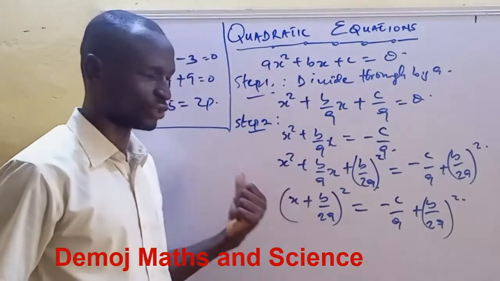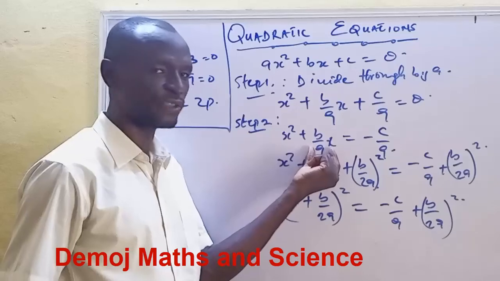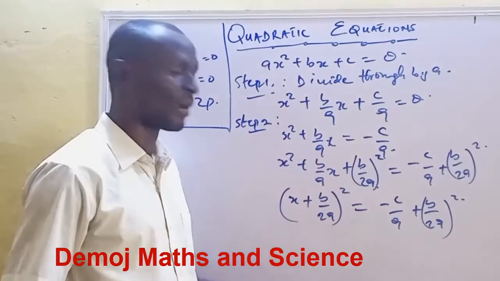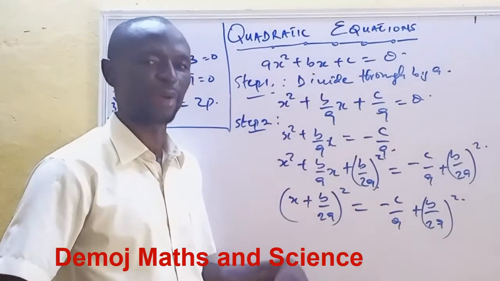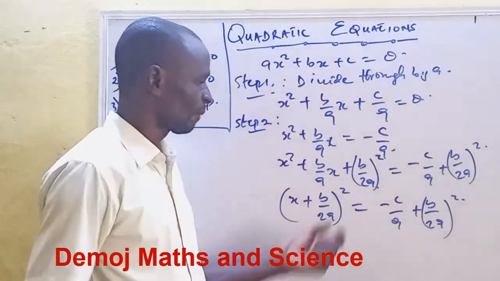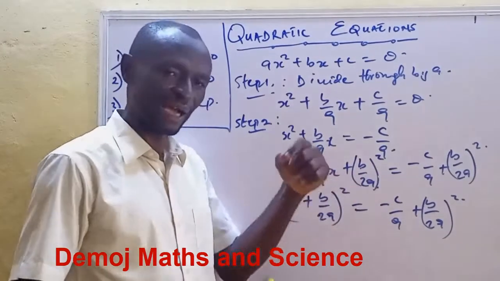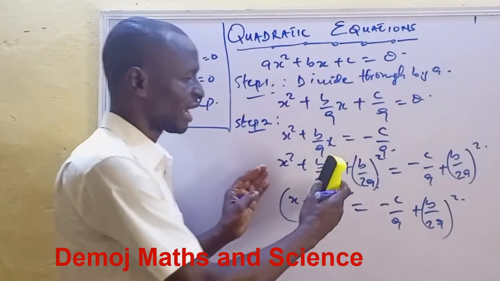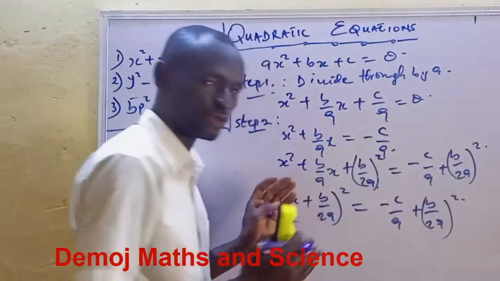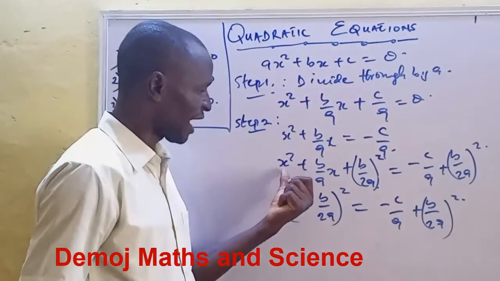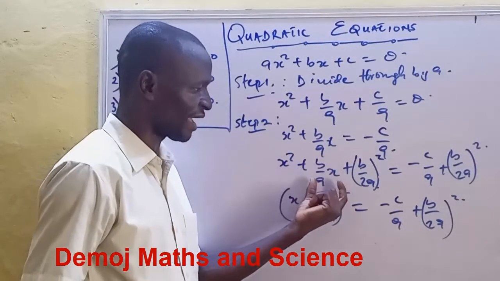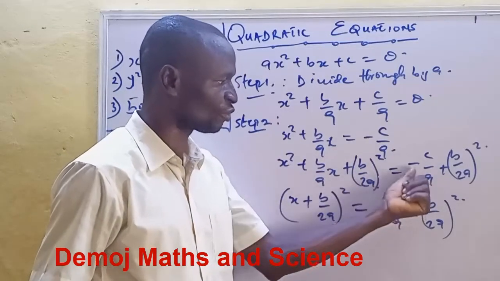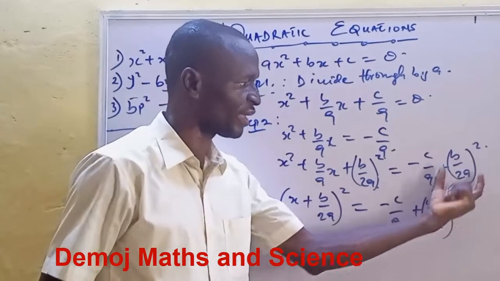Now, to complete the square, half the coefficient of x. The coefficient of x is b over a. You half it either by dividing by 2 or by multiplying by half. It's still the same thing. Half it, square it, and add it to both sides. Whatever you do to side A, you must do to side B to balance the equation. So that when I half it, it becomes x squared plus b over a x plus b over 2a squared, and this is equal to minus c over a plus b over 2a all squared.